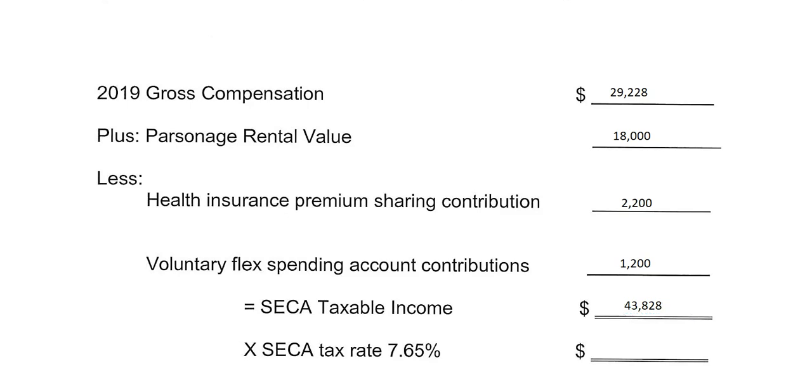Now we multiply the SECA taxable income by the 7.65% to calculate the amount of SECA tax reimbursement to be paid to Pastor Joe as regular wages. Again, I personally prefer to round up or down to the nearest whole dollar.